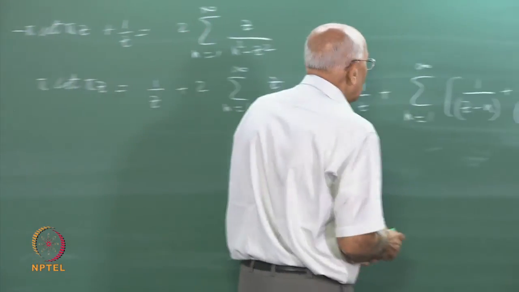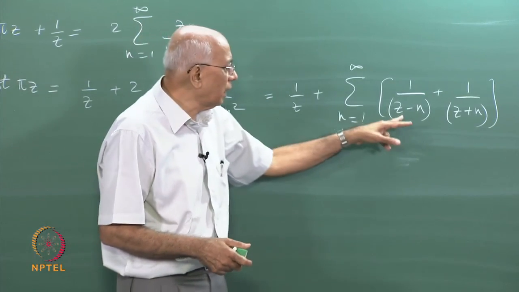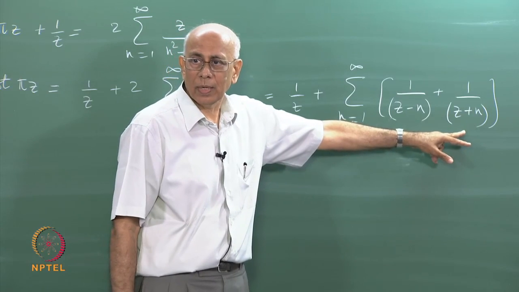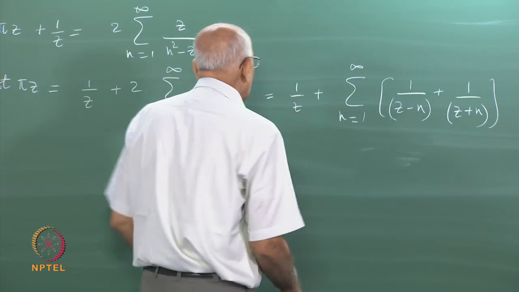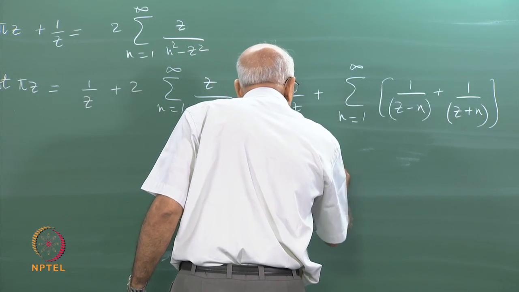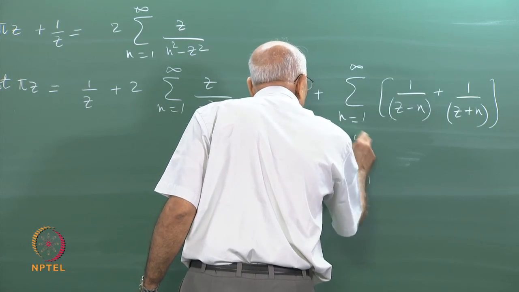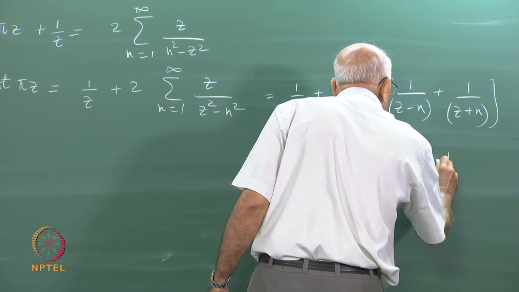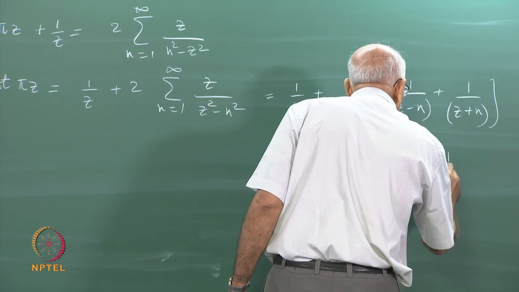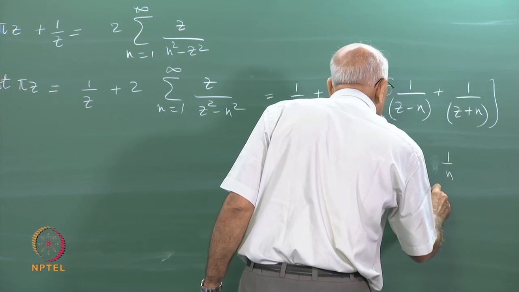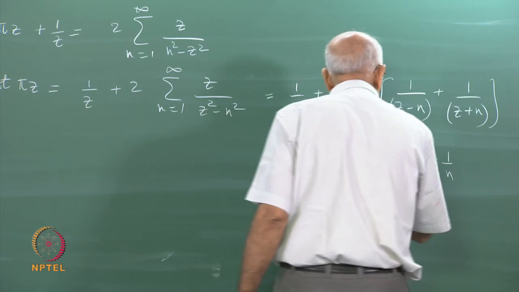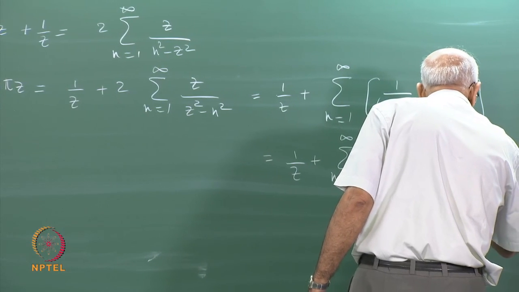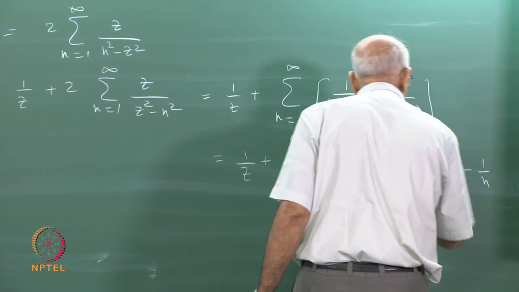How do we get rid of it? Very, very easily. What does this thing do as n becomes very large? It goes to minus 1 over n, and this goes to 1 over n, plus 1 over n. So let us simply rewrite this as 1 over z plus summation n equal to 1 to infinity 1 over z minus n plus 1 over n, minus 1 over n, plus 1 over z plus n minus 1 over n.